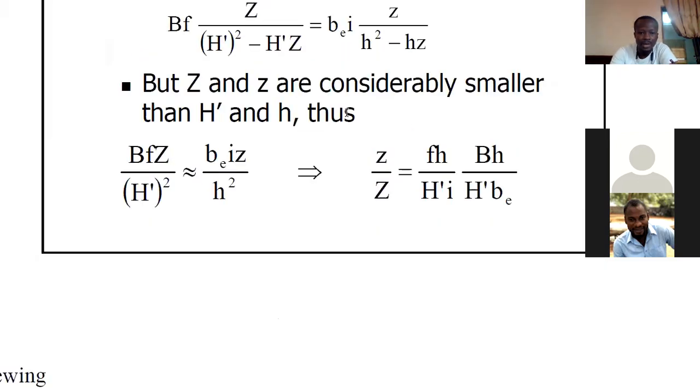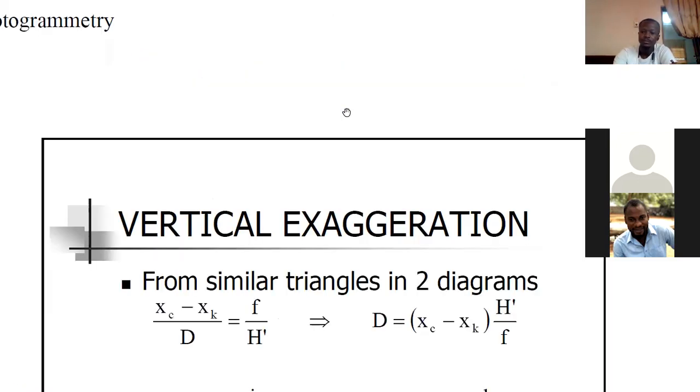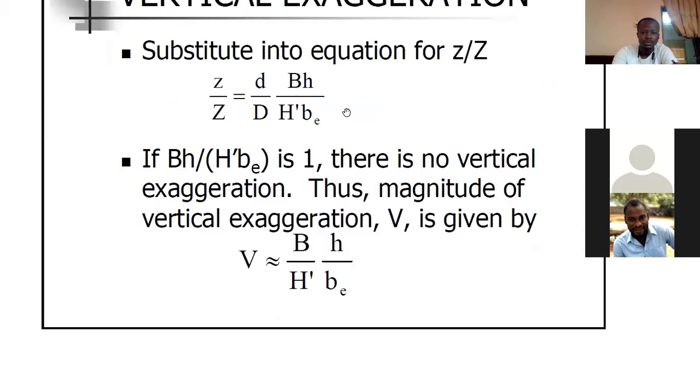So we can write that relationship. Vertical exaggeration is actually looking at the relationship between D over D and then Z over Z. So if I capture this, I'm going to get this onto the whiteboard.